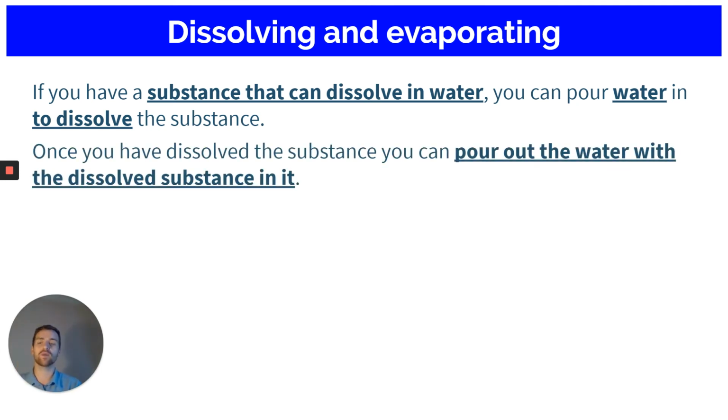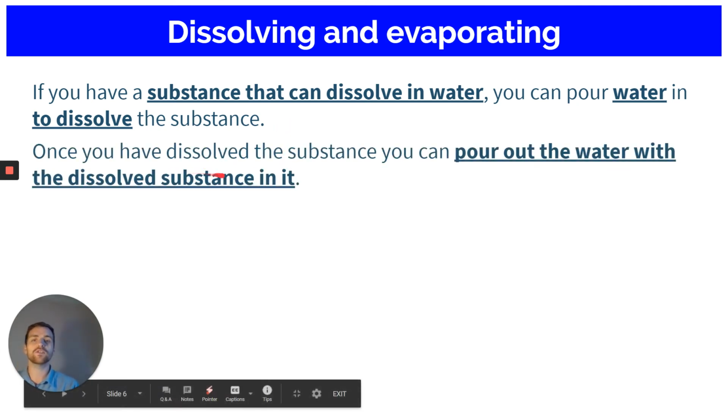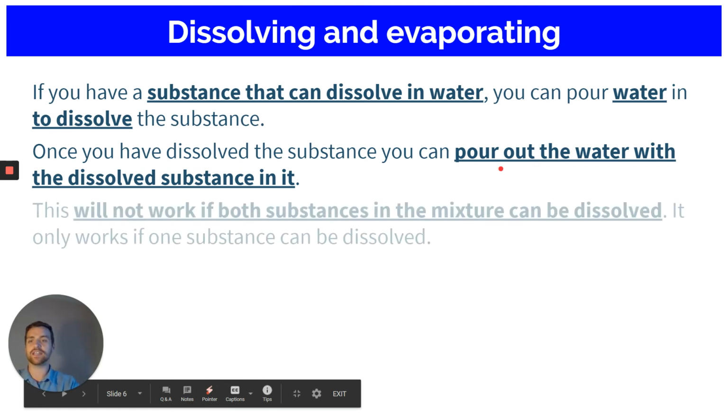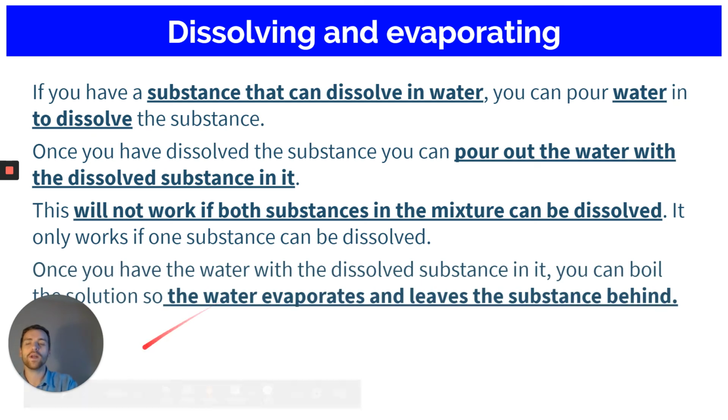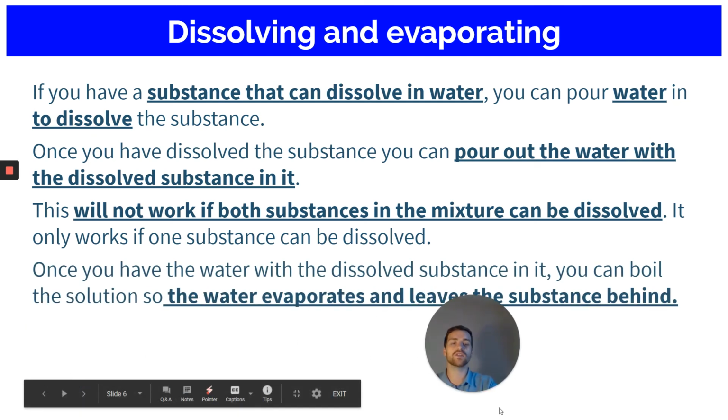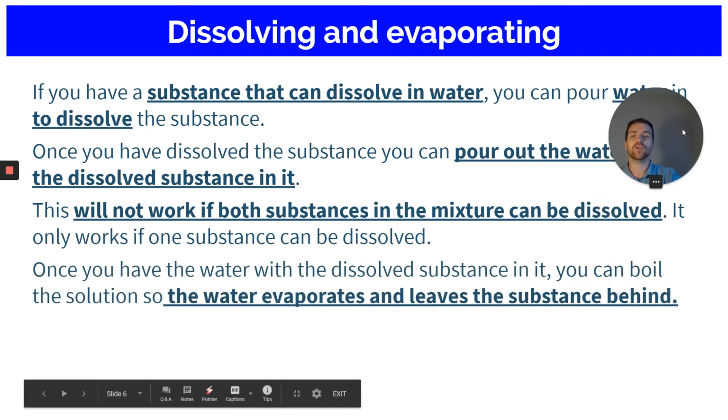So let's read what the slide says. Once you have dissolved the substance, you can pour out the water with the dissolved substance in it. This will not work if both substances in the mixture can be dissolved. It only works if one substance can be dissolved in the mixture. Once you have the water with the dissolved substance in it, you can boil the solution. The water evaporates and leaves the substance behind.